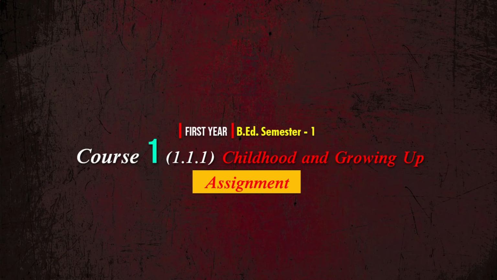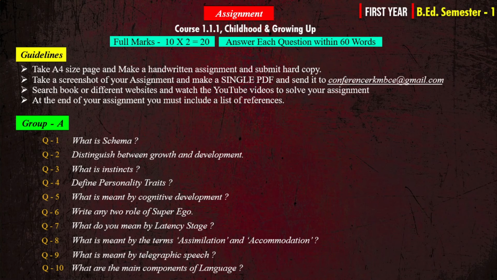Now first year B.Ed semester 1 Course 1 Childhood and Growing Up assignment. Here I have divided 50 first semester students into 5 groups, that is Group A, Group B, Group C, Group D and Group E. In the classroom I will allot your group by random sampling or lottery method. Each group has to solve 10 questions of total 20 marks.